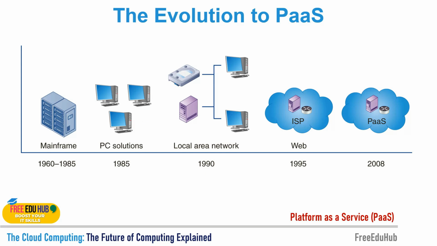Then we had an era of local area networks in the 1990s where we had storage which was bigger than in the 1980s, and we had a network where we could share things and store things on the network. In 1995 we had the ISPs. They had their own central storage and servers through which we hosted the applications. And 2008 is the time when platform as a service, or the cloud concept, came into practice, where people started using cloud services in order to host their applications in the cloud.